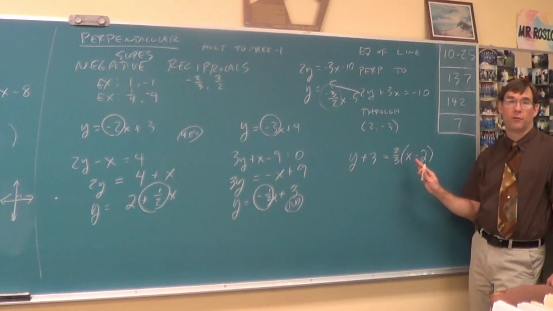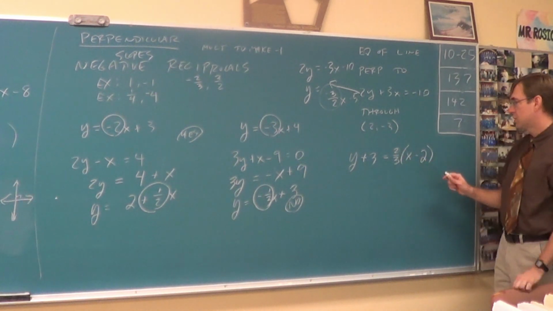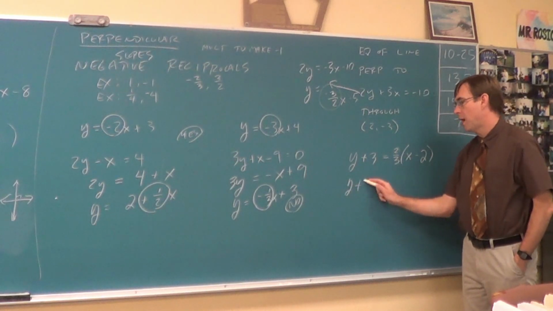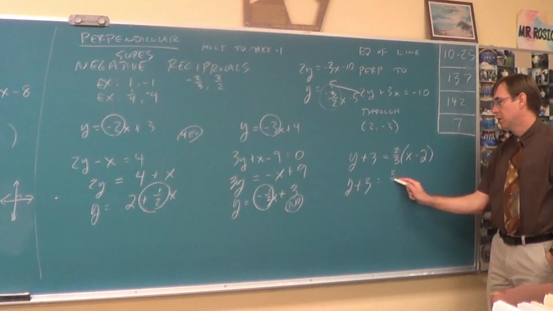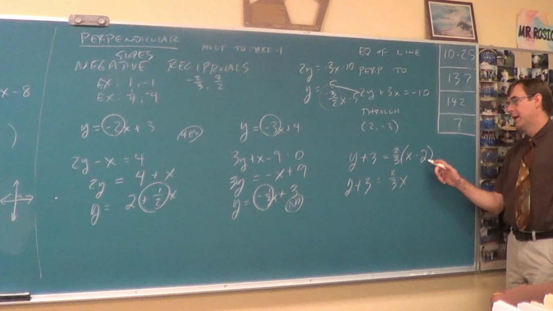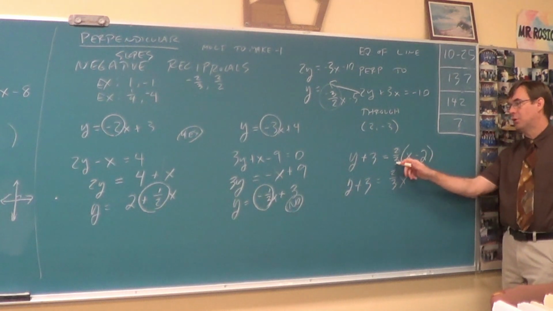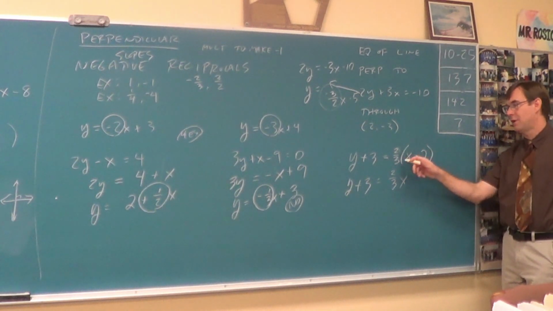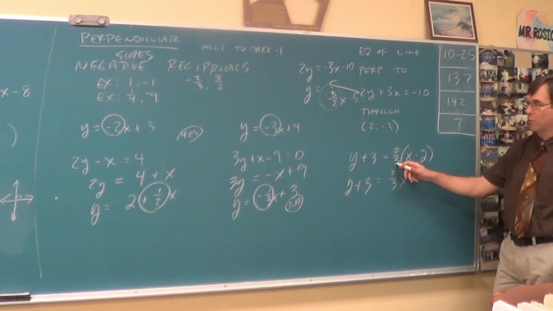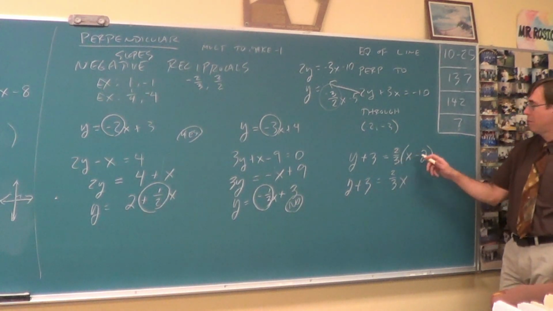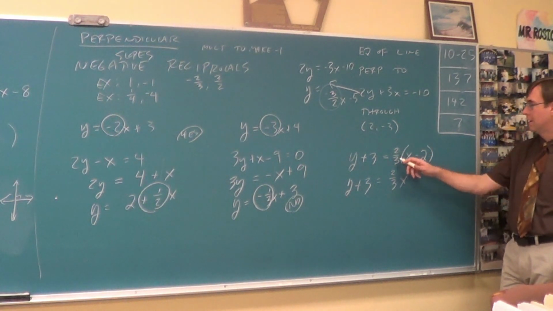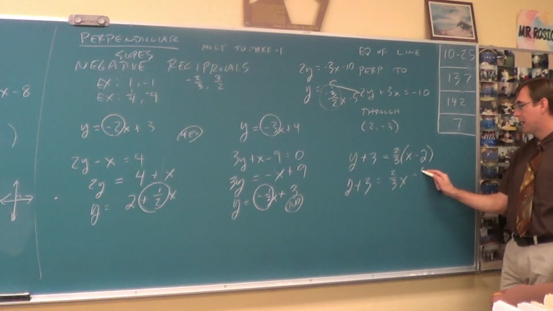Question about that move? Then let's distribute. So y plus 3 equals 2/3 x. And this time we didn't get a nice cancel. Often we've gotten nice cancels on these because I'm kind of nice on the board and the book is kind of nice sometimes in the homework and creates cancels, but they didn't. This would be a negative 4/3.